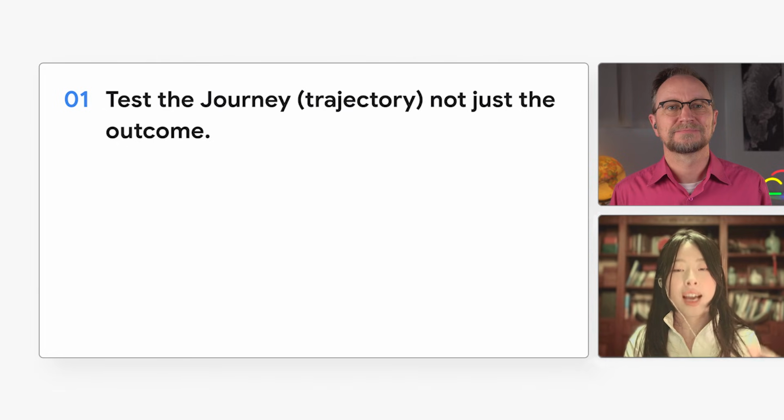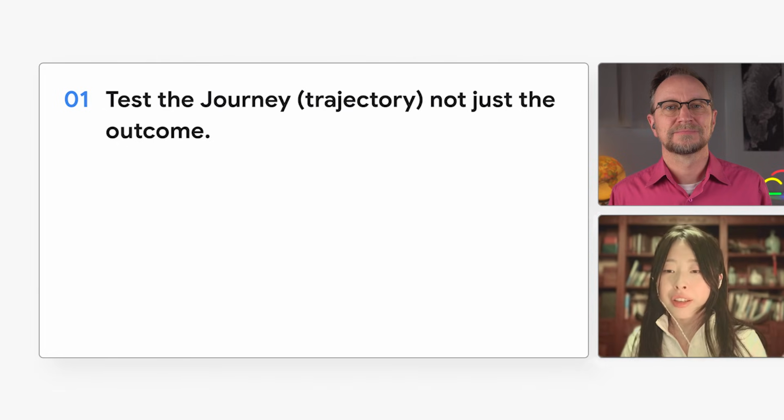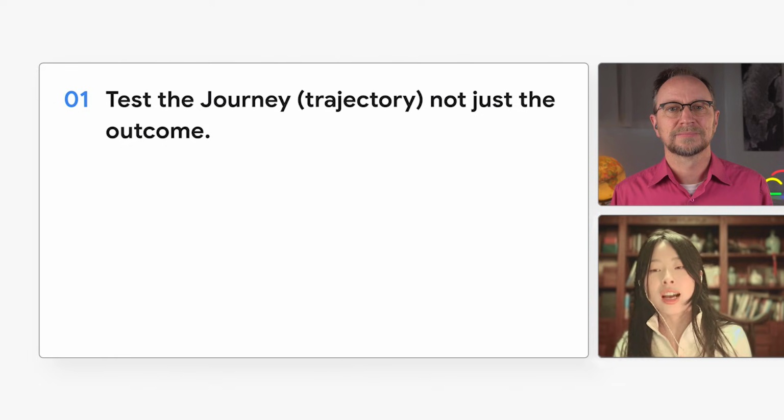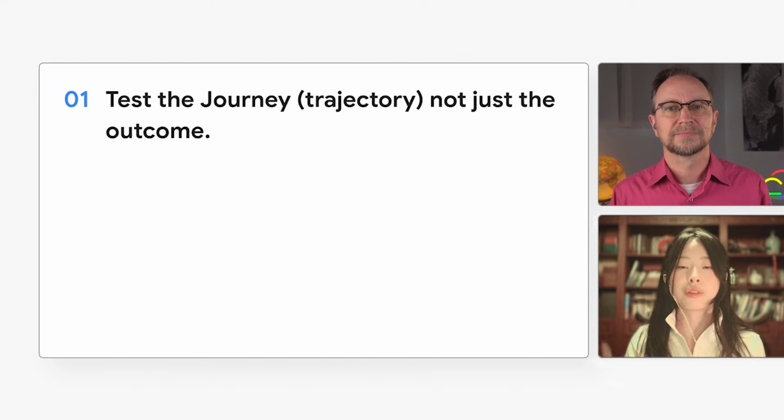Thanks for showing us this, Annie. As you built this, what did you learn? Yeah, so I learned three things. Firstly, we should test the journey, the trajectory, not just the outcome. And we can use the trajectory score to ensure the agent follows your business logic. For example, it looks up the customer before issuing the refund.